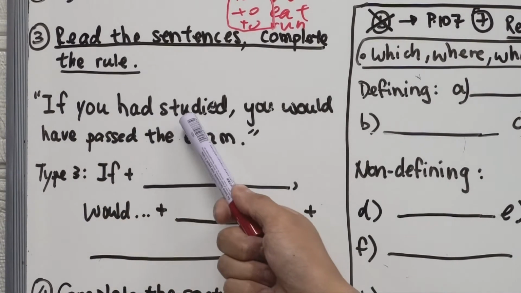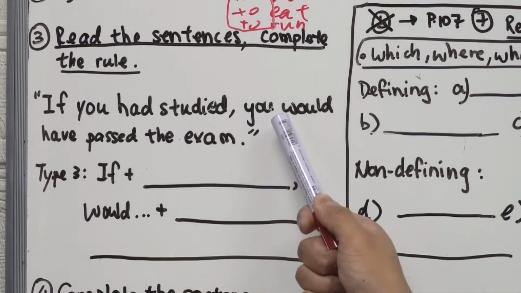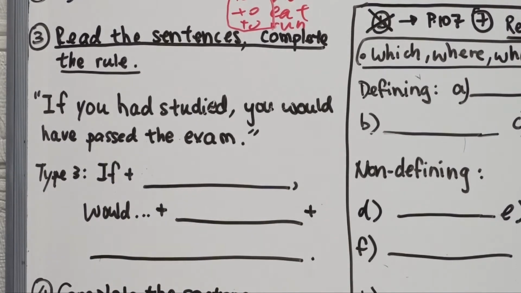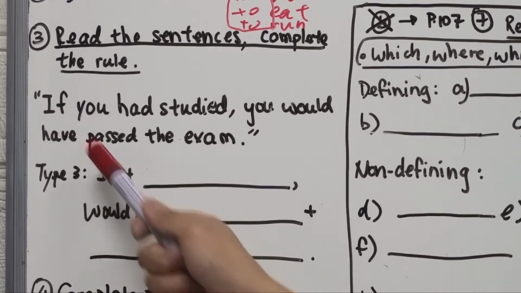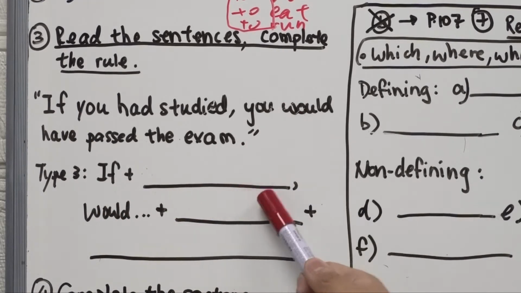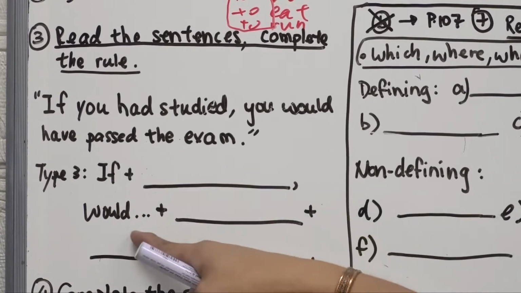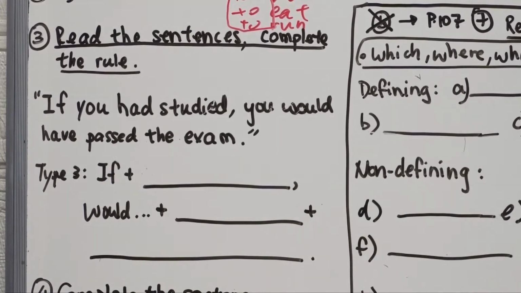If you had studied, you would have passed the exam. All right, so still the same, right? We have if. We still have would. But here we have 2 things now. Before, for type 2, is just if plus past simple, comma, would plus bare infinitive. Now we have if plus something, comma, would plus something plus another rule. Okay? So let's analyze the sentence.